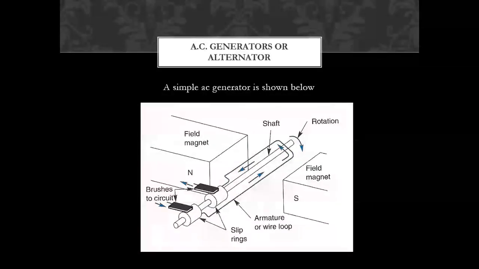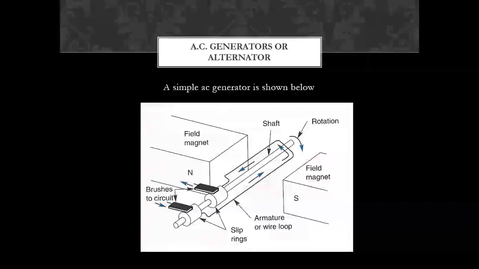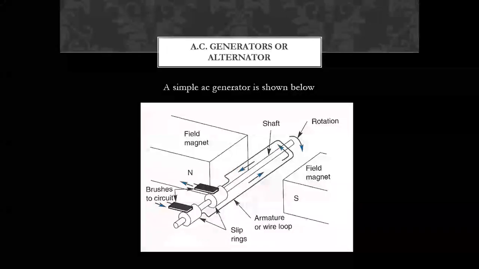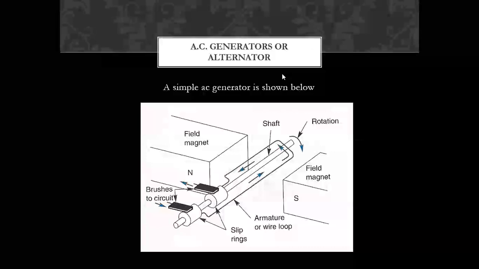All right, so memorize this and note that the key and important part of the AC generator for you to know, you have to know the function of the brushes. You also have to know the function of the slip ring, and the function of the armature or the wire. Another key thing to note about the slip rings is this. The reason this generator is called an AC generator is because it produces alternating current.